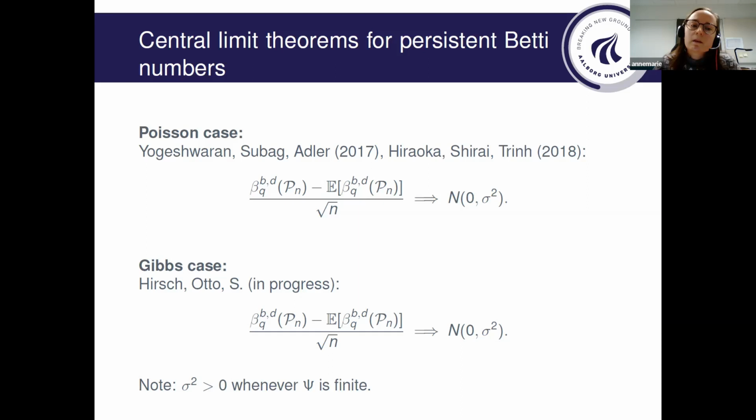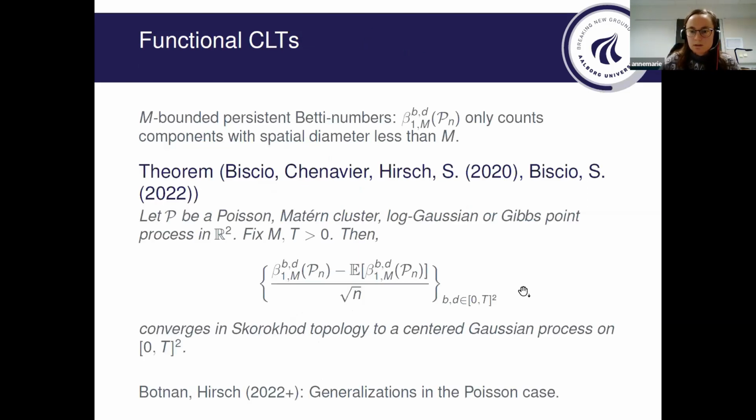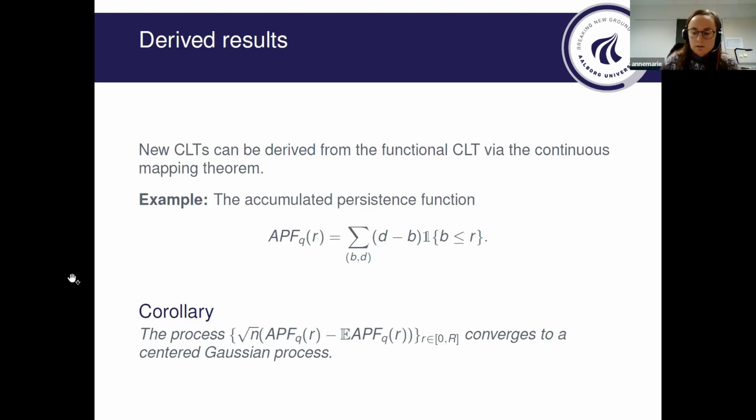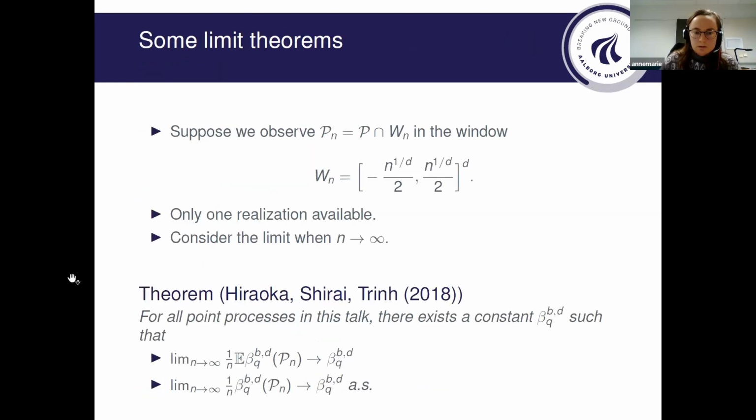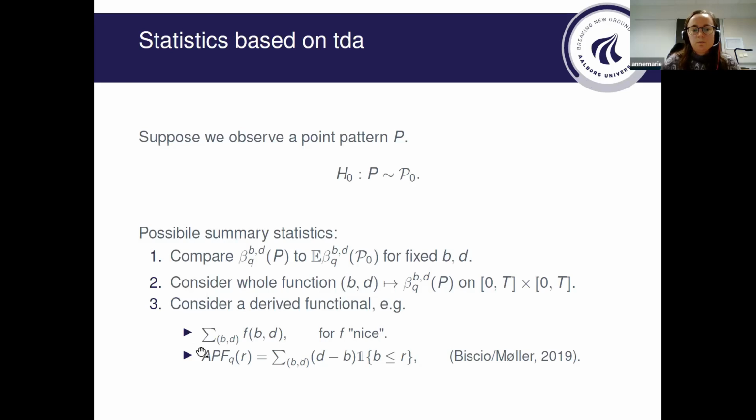But I mean, you can also from some of these limit theorems derive central limit theorems for other summary statistics. For instance, we also have a central limit theorem for something of this form, where you have a function of a sum over persistence pairs and then a function of pairs B, D. So that could be a function that captures the region of the persistence diagram which you expect to be most relevant.